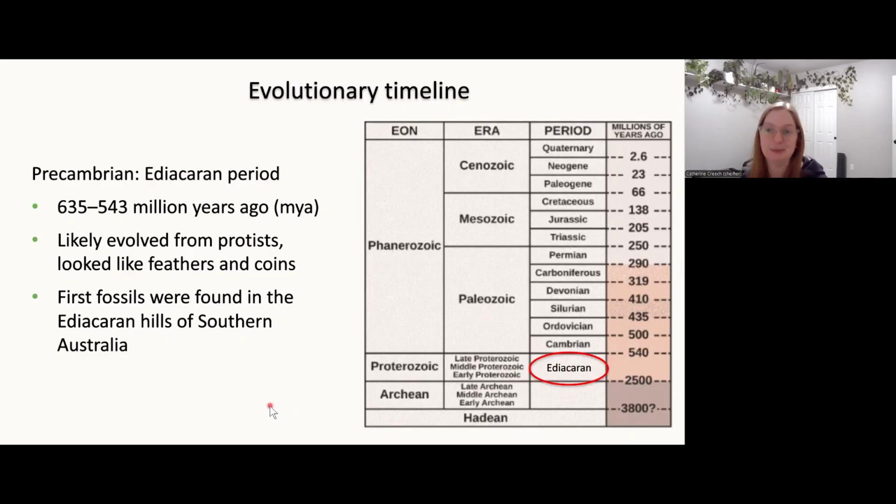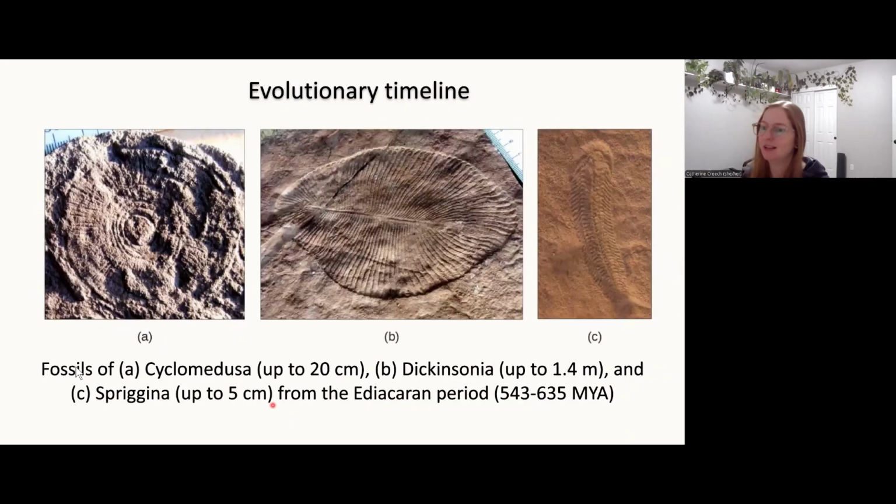So it's the Precambrian period. Here are those fossils I just discussed. This one is round. It looks like a coin to someone who described it. Here are your two more feather-shaped fossils, each of these millions of years old, and from that Ediacaran period.